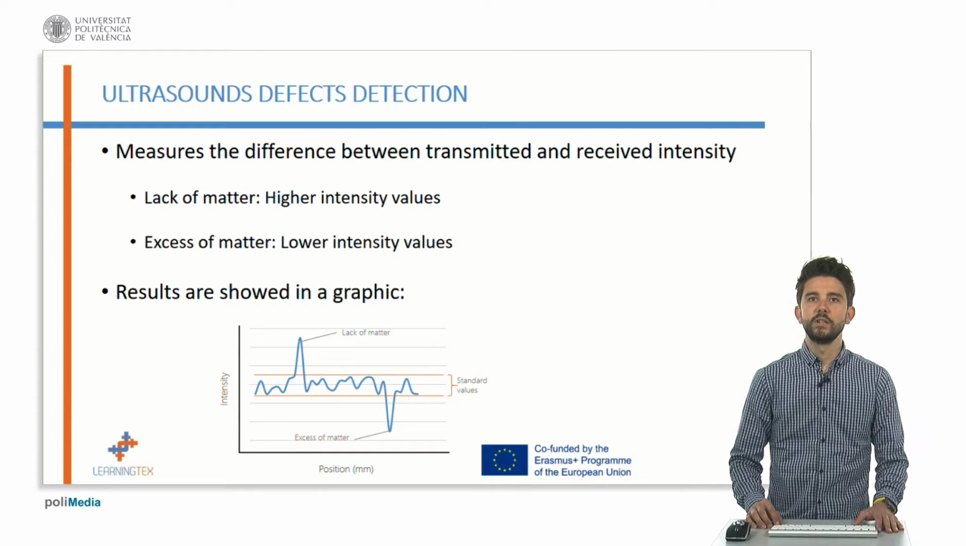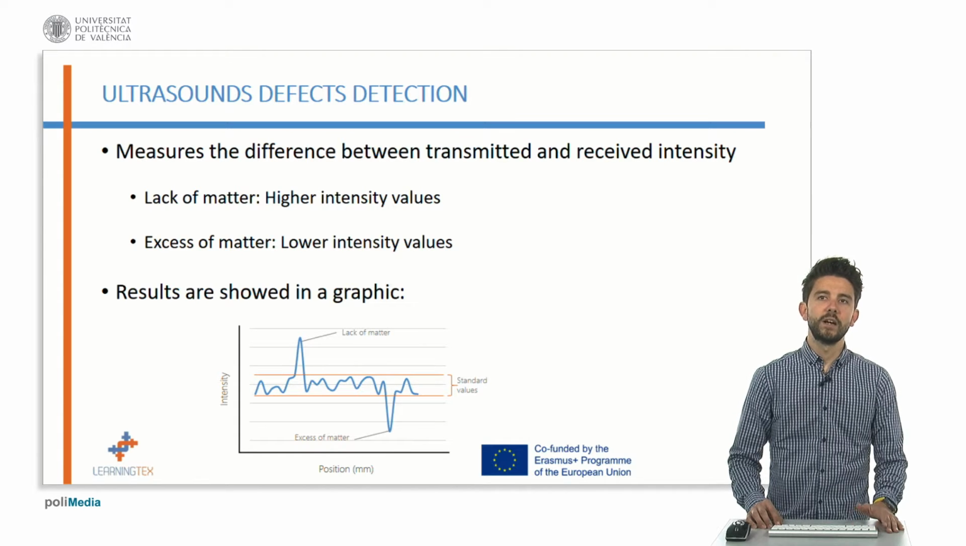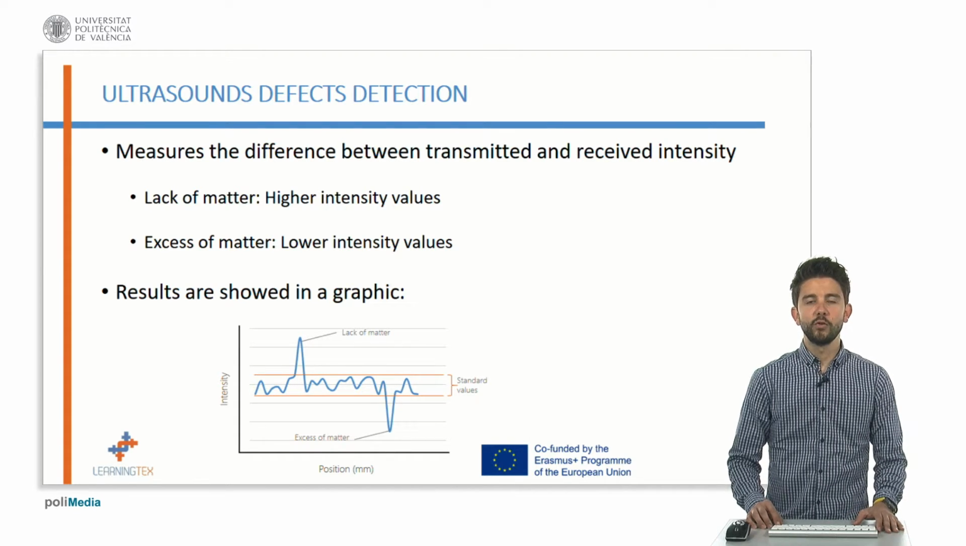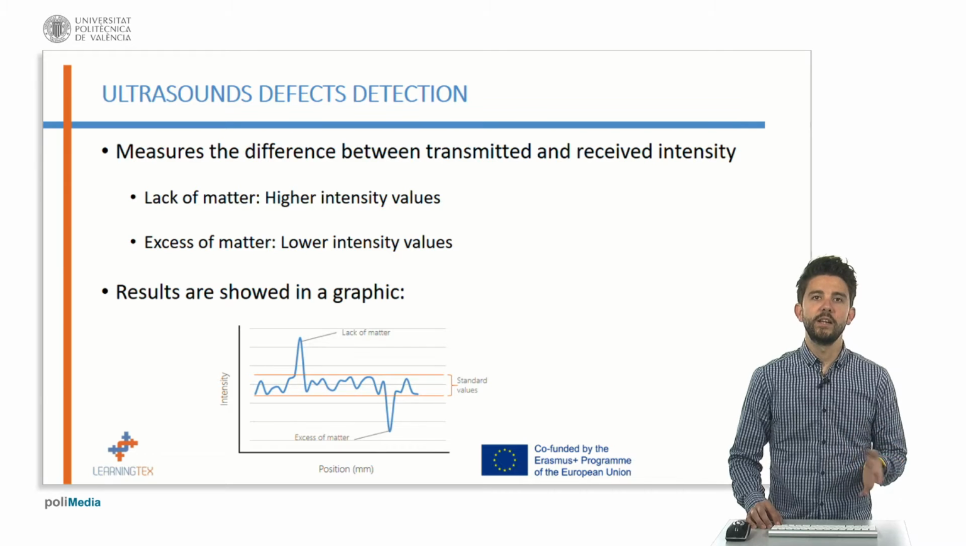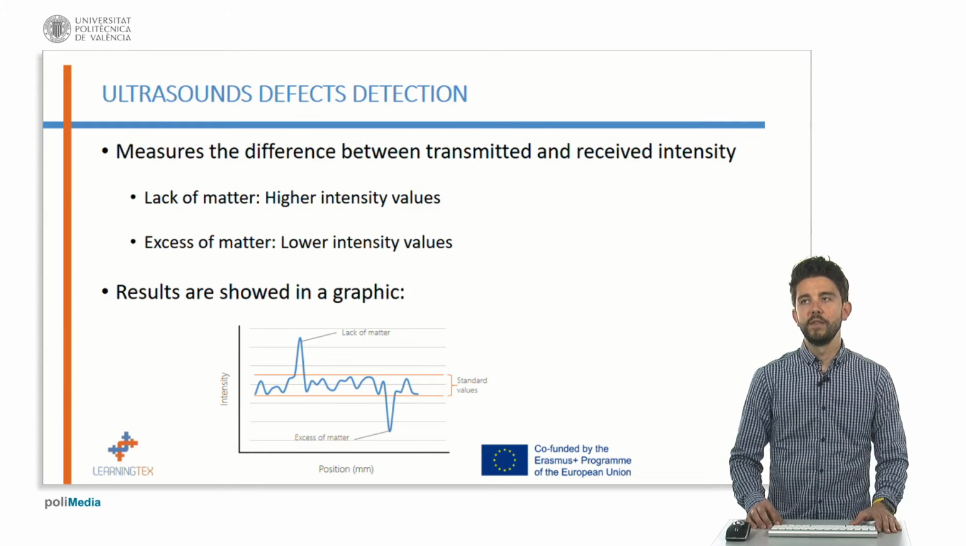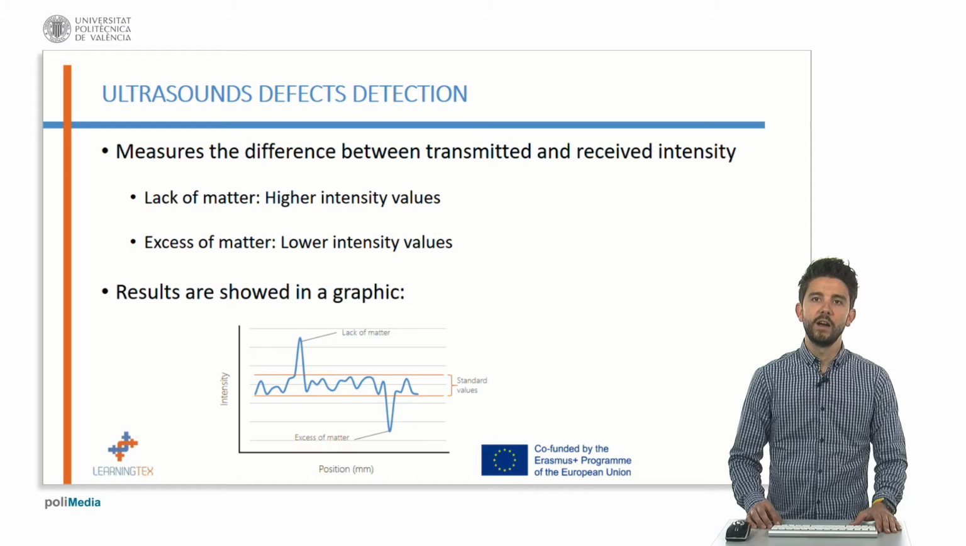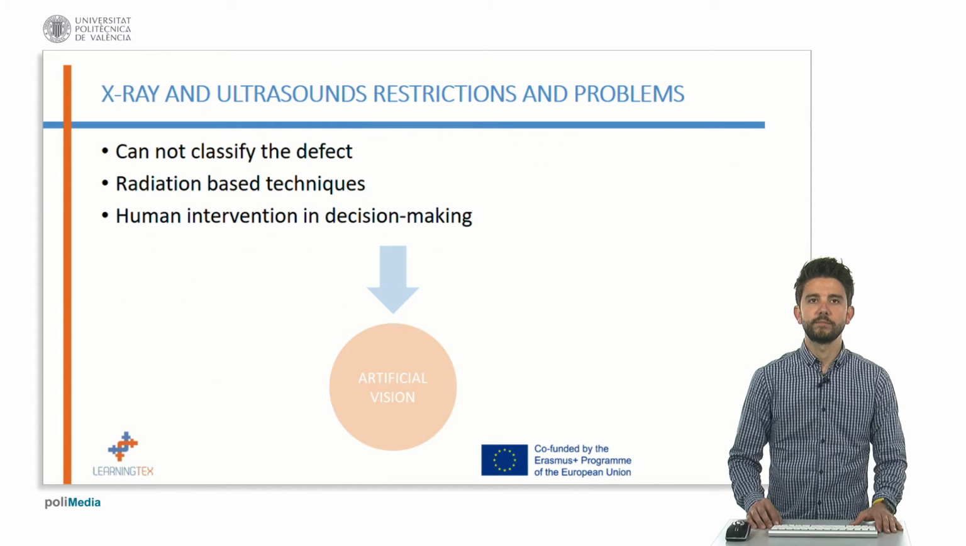The ultrasound technique can detect variation of intensity received by the receiver. The lack of matter is translated into an increase of the transmission, and an excess of matter into a decrease of the transmission. The results are displayed as a graph and could also be shown as an image.